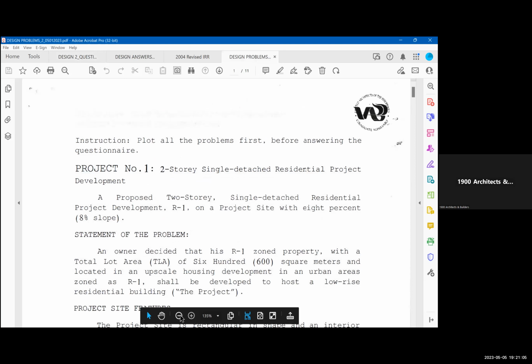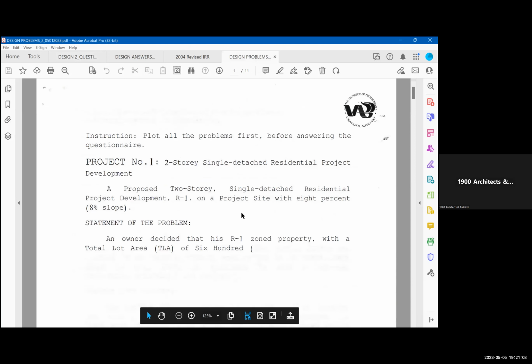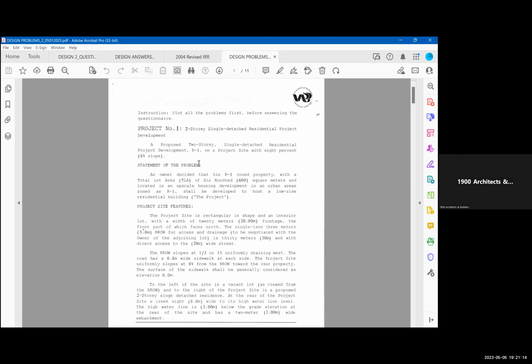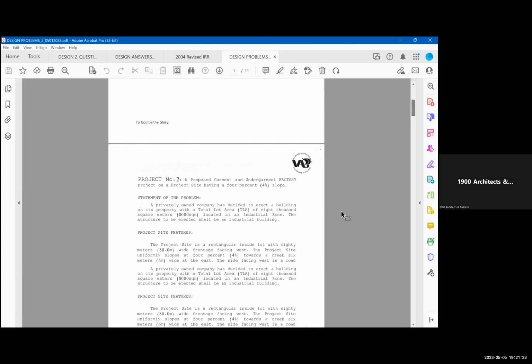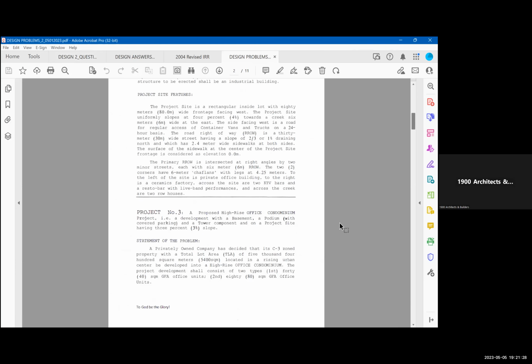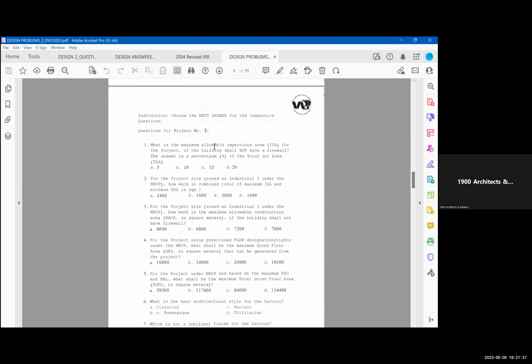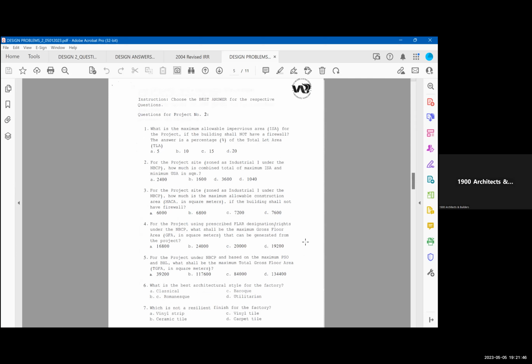Okay, so last meeting, ito yung set of problems na ating nasimulang i-plot. So, from projects number 1 to 5. Okay, and then na-mention ko din sa questionnaires at this page, ang instruction niya is choose the best answer to the respective questions. But then the question, yung second question is starting to project number 2 agad. And then, saka pa siya nag-skip.